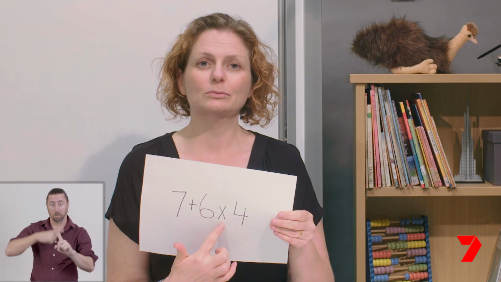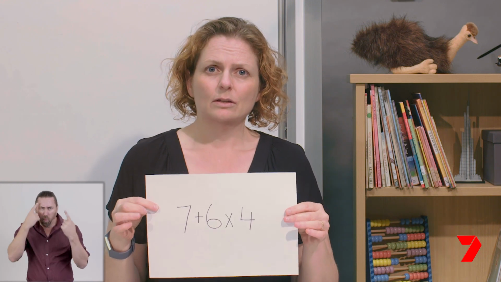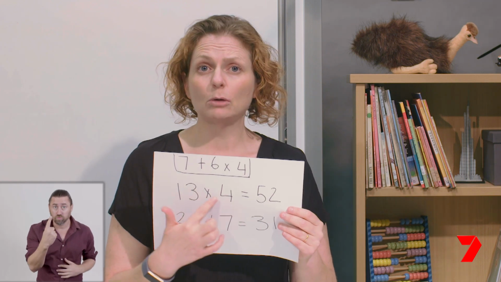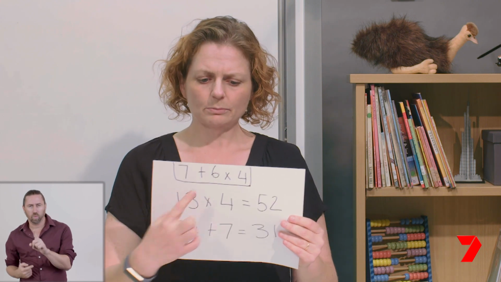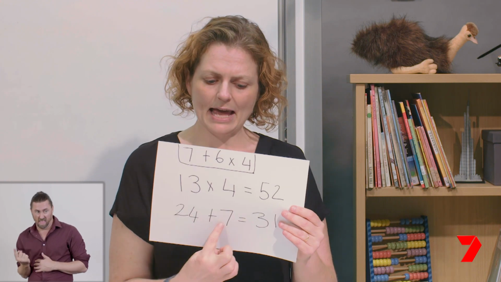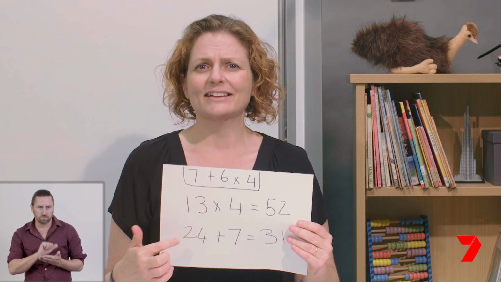Do you remember what an expression is? An expression is a combination of numbers and symbols. For example, 7 plus 6 multiplied by 4. How do we work out the answer to this? Do we add 7 and 6, which is 13, then multiply it by 4? That gives us 52. Or do we multiply 6 by 4, which gives us 24, and then add it to 7, which is 31? Which way is correct?